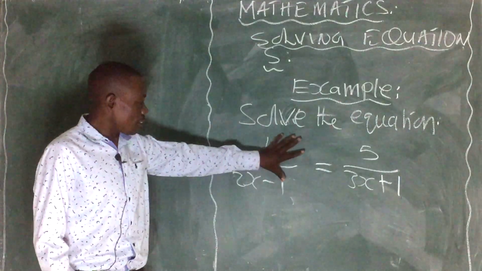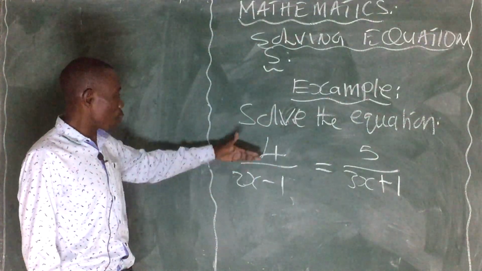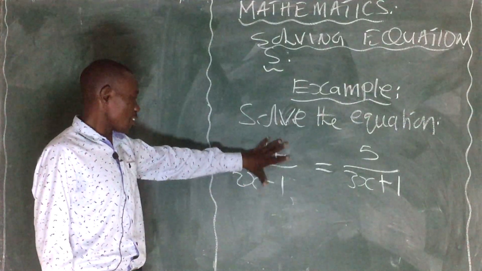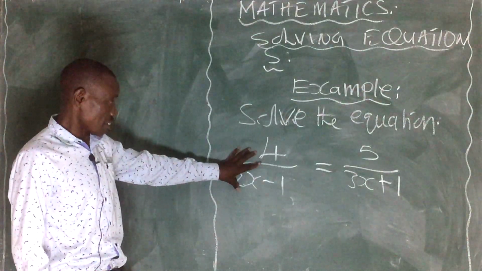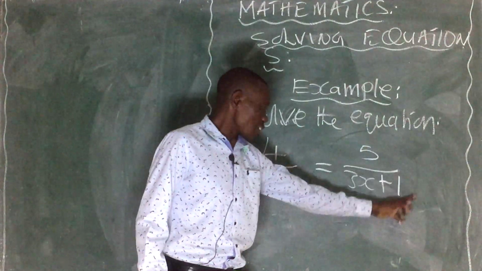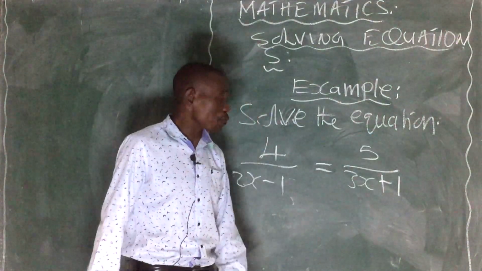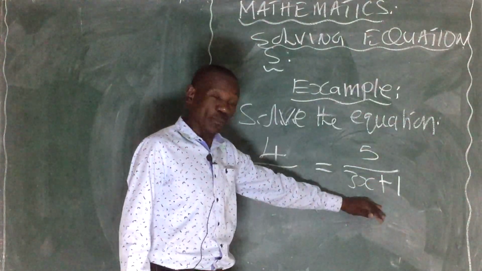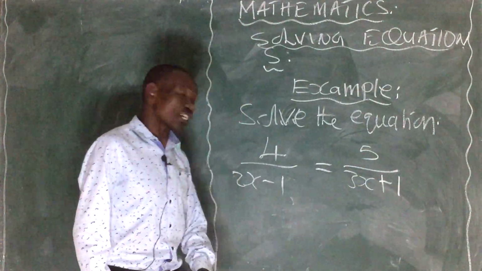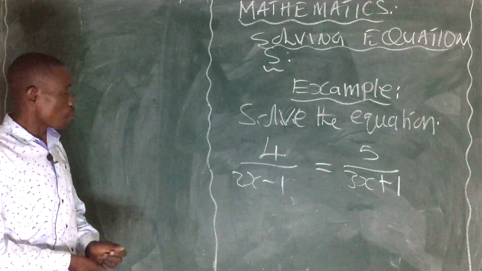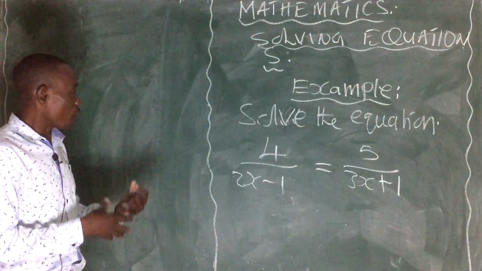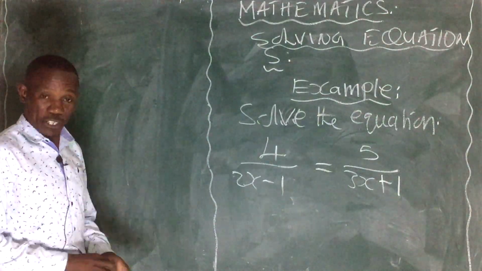If you look at these fractions, on the left hand side we have 4 as the numerator, and the denominator is 2x minus 1. There's nothing you can do about factorization in this case. The same applies to the right hand side, where we have the fraction 5 over 3x plus 1. There's nothing else you can do to both the numerator and denominator. Hence, we go straight into the normal procedures. Factorization is just like opening the door on how we're going to do the operations.